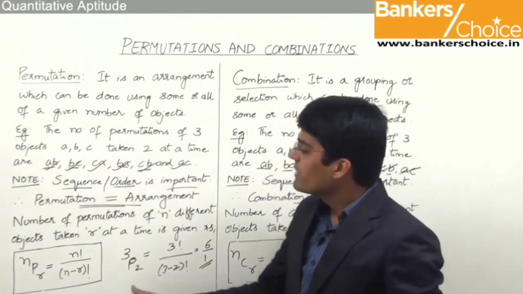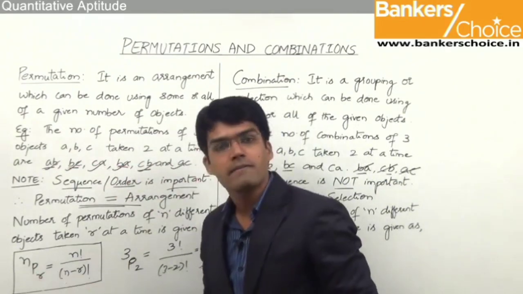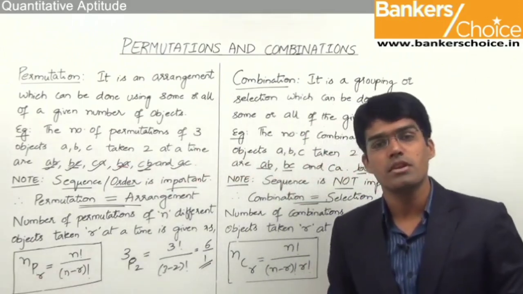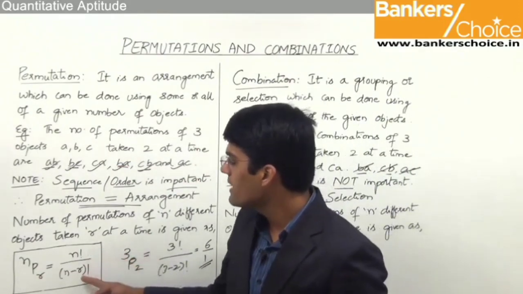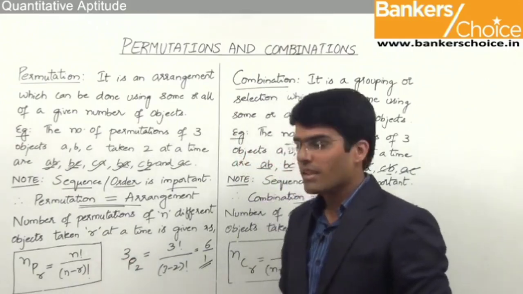So that is how, with the help of this formula nPr, we can find out the number of permutations of n objects taken r at a time: n factorial divided by n minus r factorial.